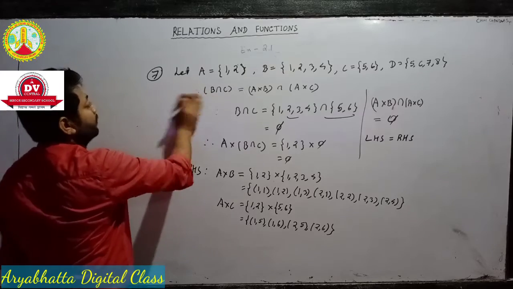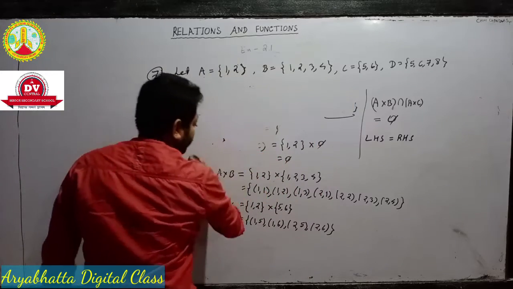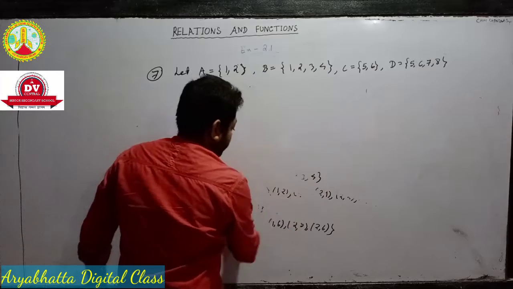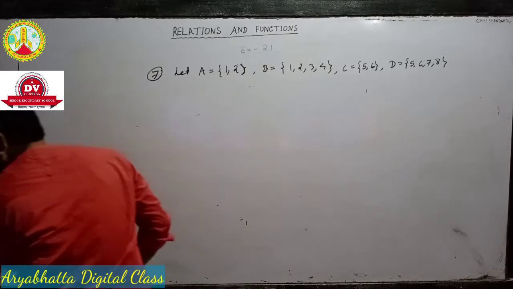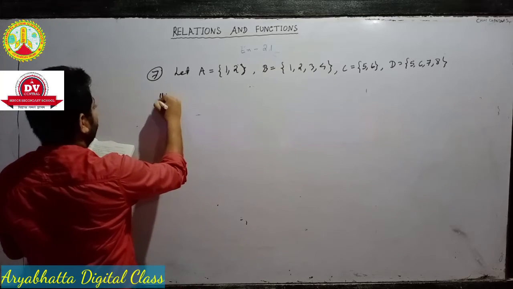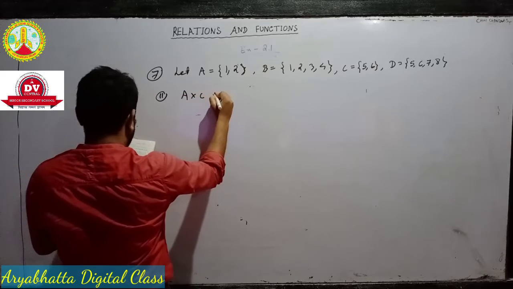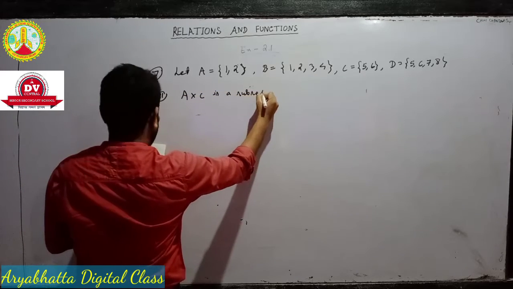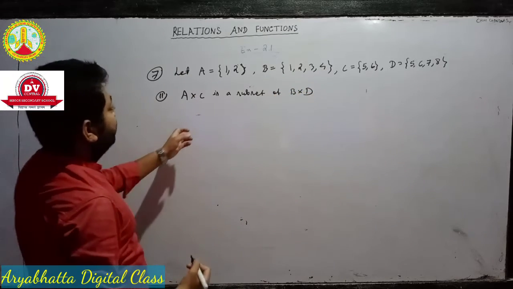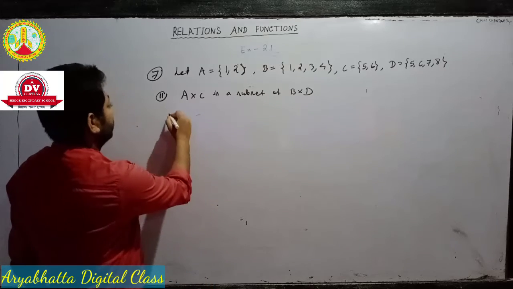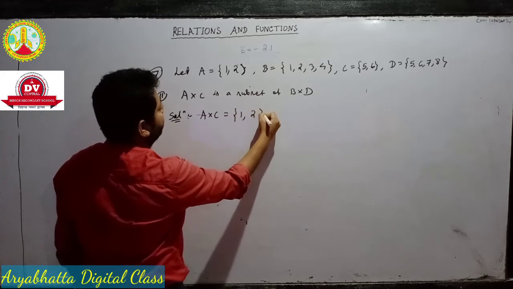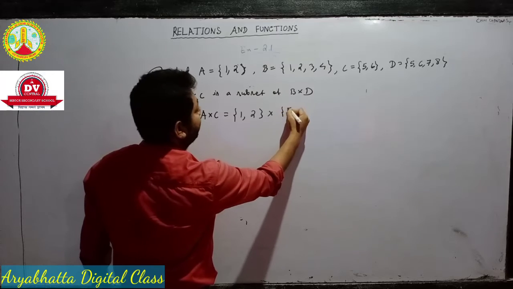Next, question number 7, Roman number 2. A cross C is a subset of B cross D. Solution. First, we will find A cross C. A is equal to {1, 2}. C is equal to {5, 6}.